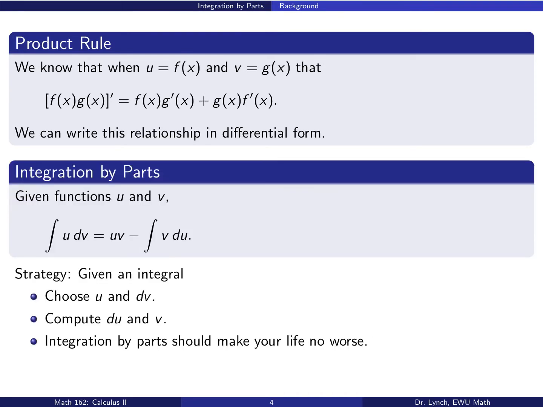So again, here is that formula. The integral of u dv is u times v minus the integral of v du. And our general strategy for evaluating integrals using integration by parts is to choose u and dv. From that, we can compute v and du. Writing down the formula, the new integral we find in our formula here should make your life no worse. And we'll see what we mean by that in a minute.